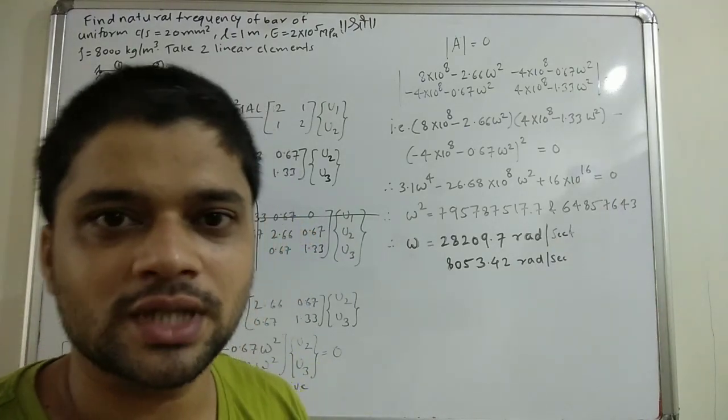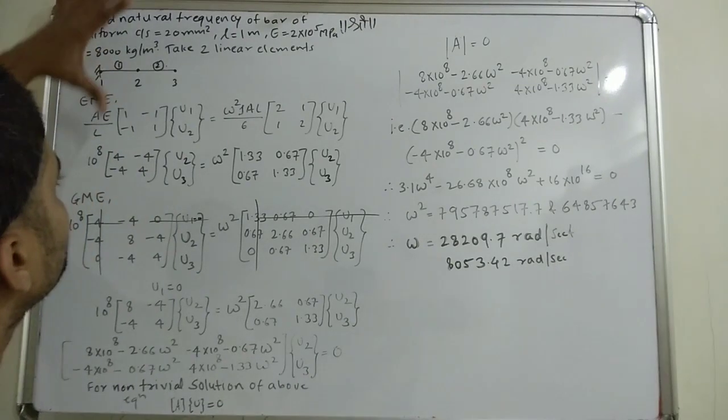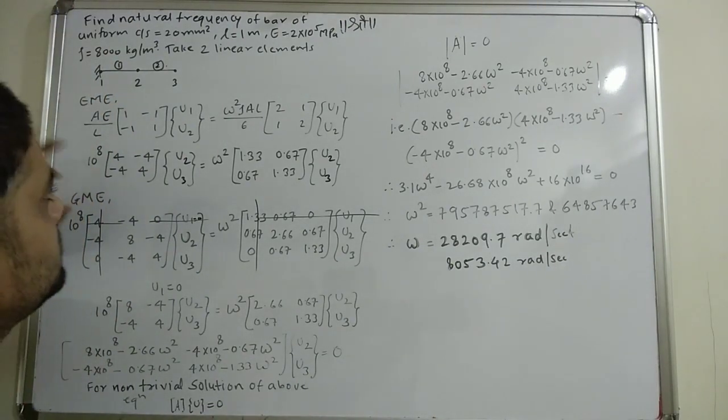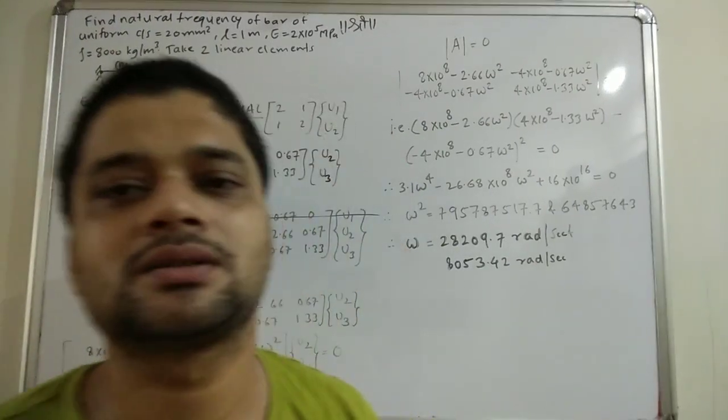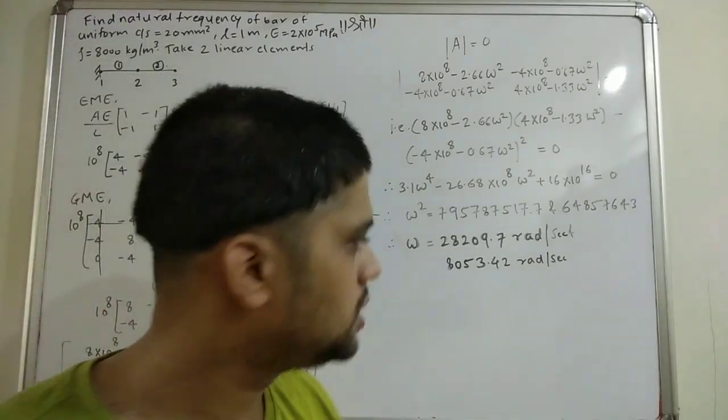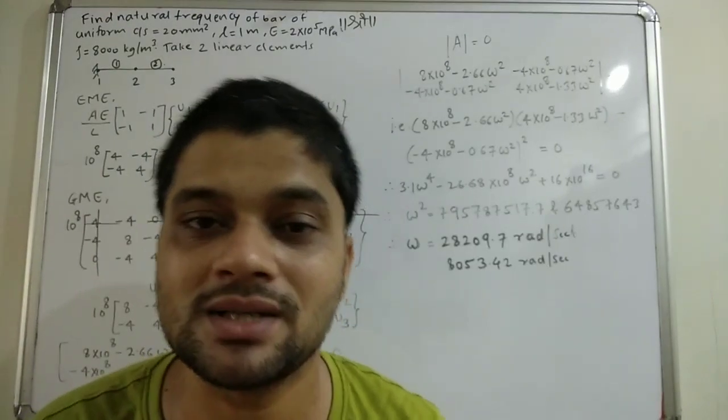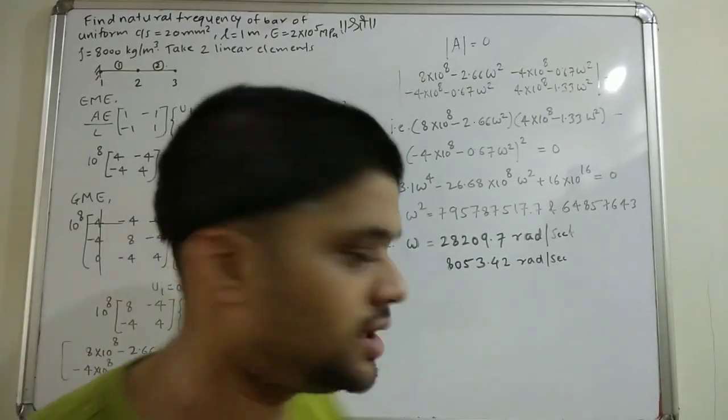8053.42 radians per second. So remember, we started with this EME, which had a mass term, and we said that the mass term that we are going to solve this problem with is a consistent mass if nothing is mentioned.